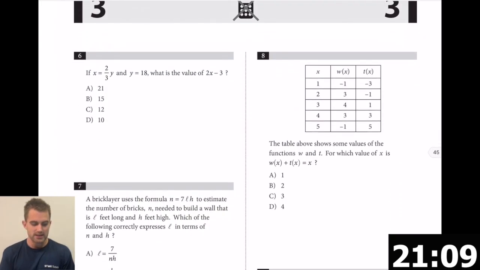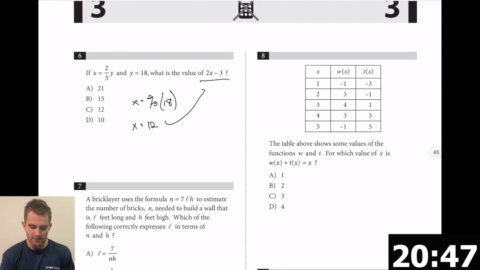Okay, number 6 says if x equals 2/3 y and y equals 18, what is the value of 2x minus 3? So this is a very easy problem to mess up. We just want to make sure that we're moving systematically through it. So we're going to plug in our values. If x equals 2/3, okay, and I'm going to plug in 18 here just to make sure I have it. 2/3 times 18 means that x is equal to 12.